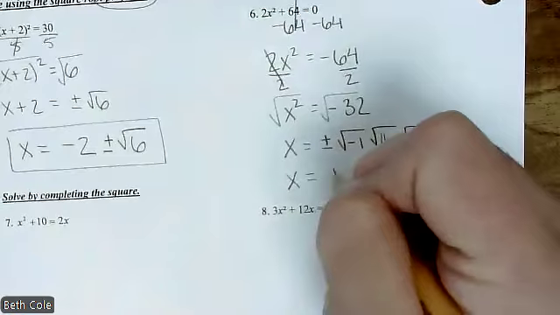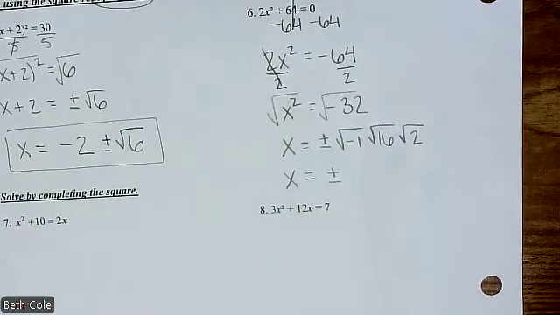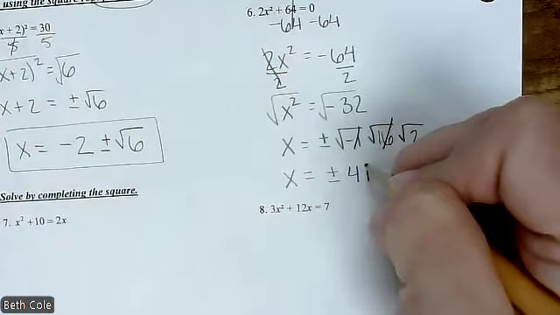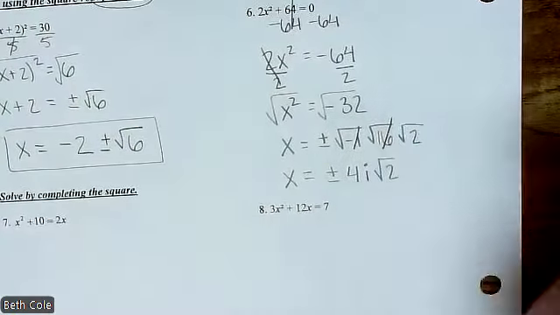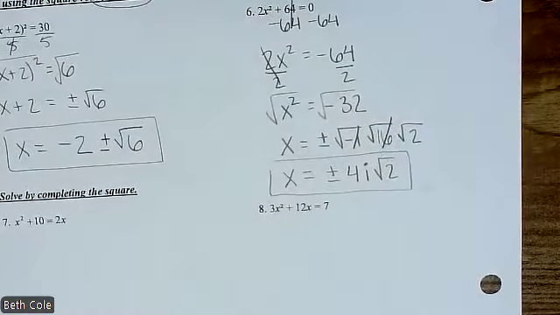So it is x equals plus and minus. How is that going to reduce down? 4i square root of 2. And again, how many answers is that? 2 answers. One's the positive one, one's the negative.